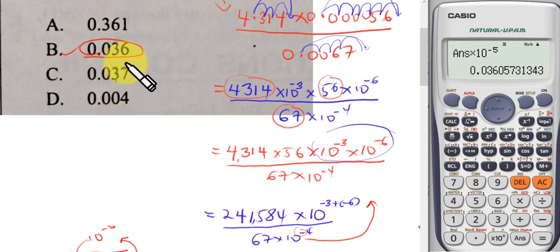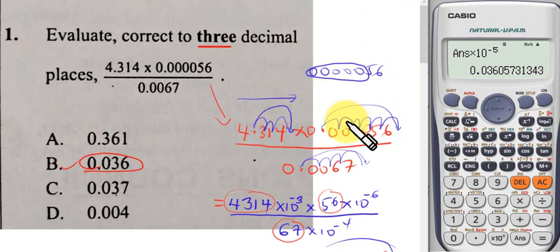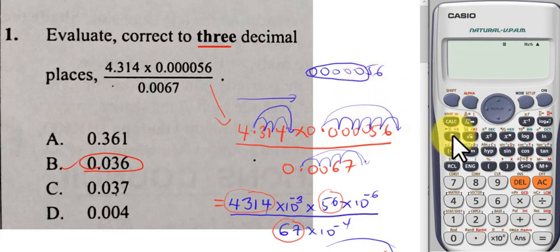Now you can solve this pretty fast with a calculator. If you have a scientific calculator, there is no need to do any work here. All that you have to do is to press on this template first. Then you type 4.314. So 4.314 times 4 zeros here, 1, 2, 3, 4. Then you type 56 and you press on either the cursor down here or here to bring the blinking cursor down here. So you have 0.0067 and you type 0.0067 here and you press on the equal sign.